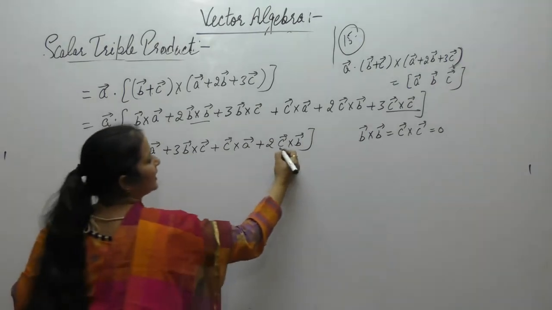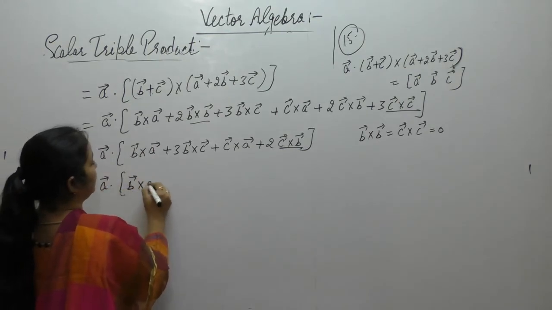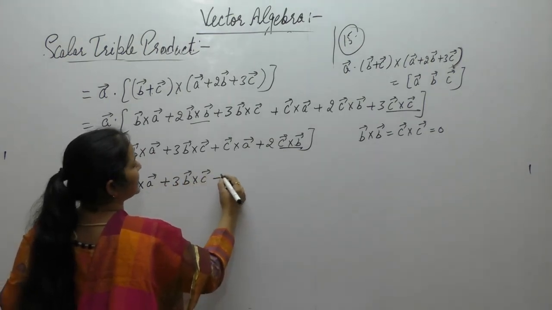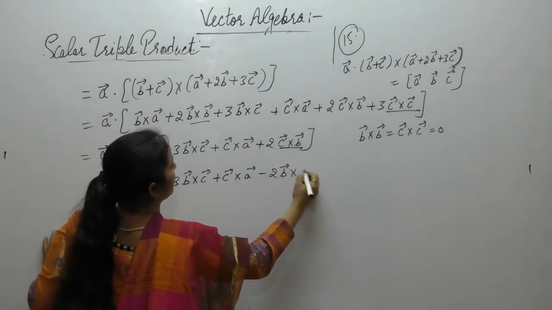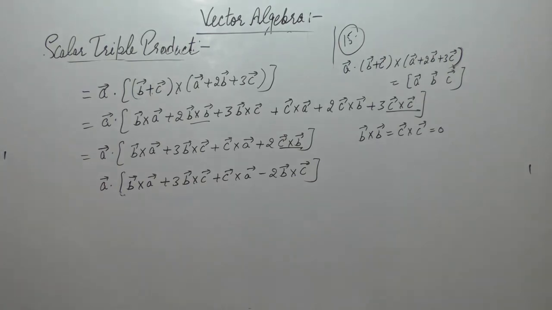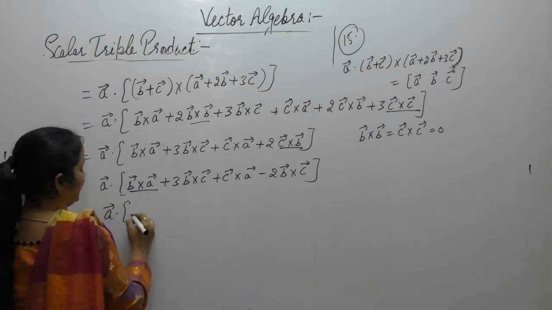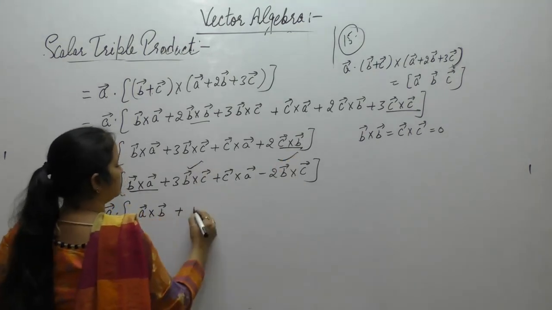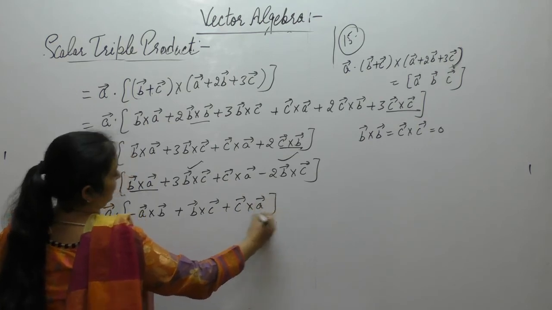C cross B we can write as A vector dot B cross A plus 3B cross C plus C cross A minus 2B cross C. Instead of C cross B, we write it as minus B cross C. And instead of B cross A, we can write it as negative of A cross B, 3 minus 2, B cross C and C cross A.